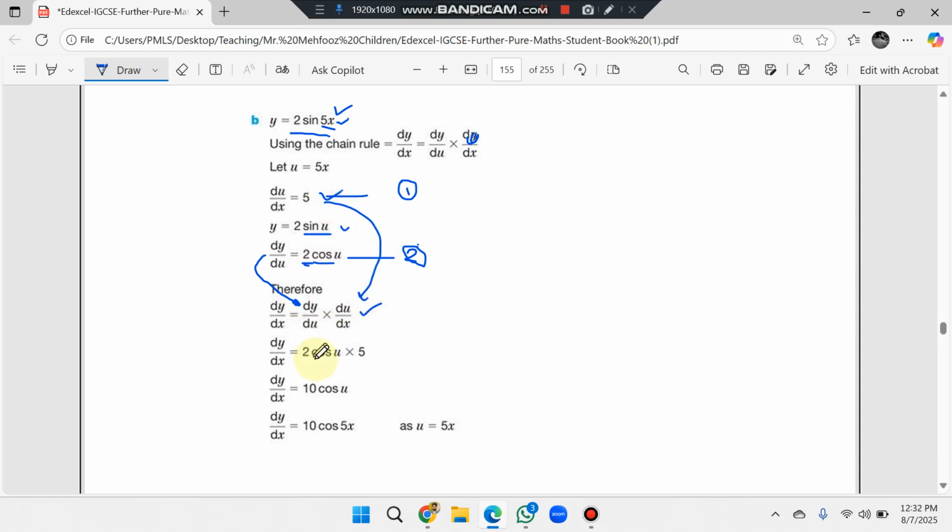So we can write 2 cos u multiplied by 5. So it will become 10 cos u. So u can be converted into x. What is the value of u? It is simply 5x. So your answer will become 10 cos 5x. This is your answer. Do you have any problem in this example? No. Good.